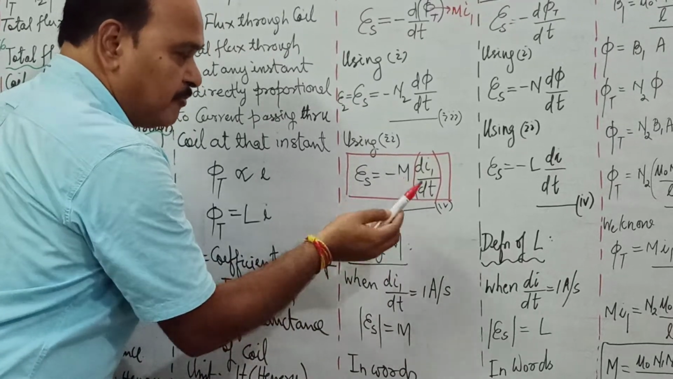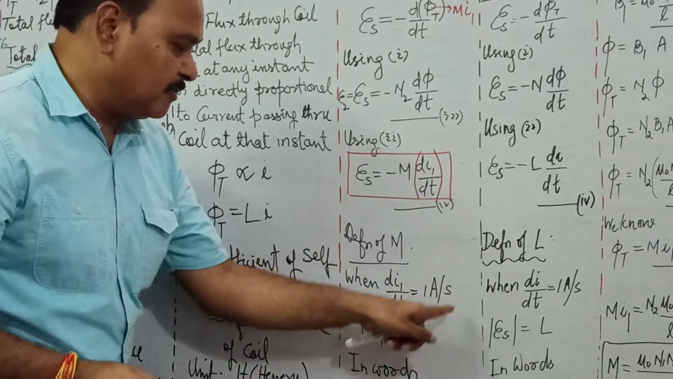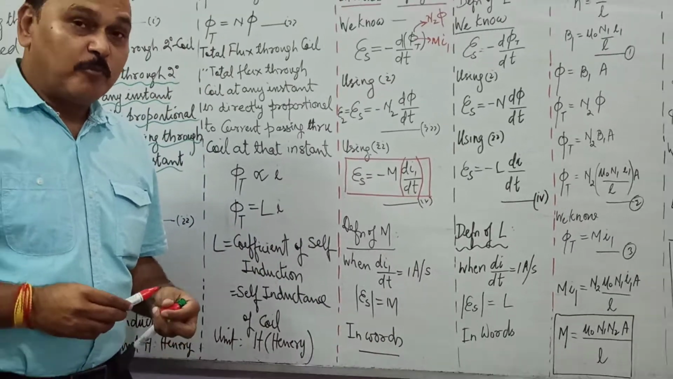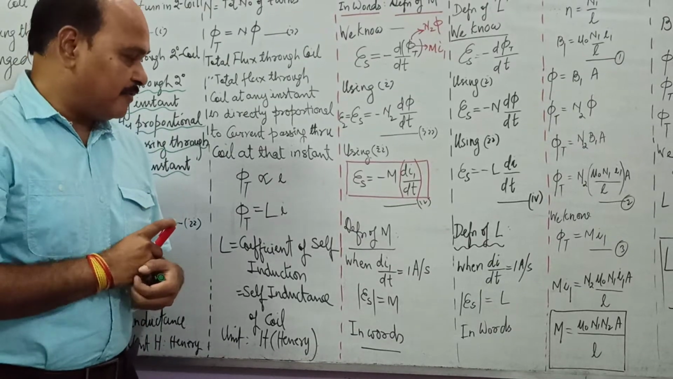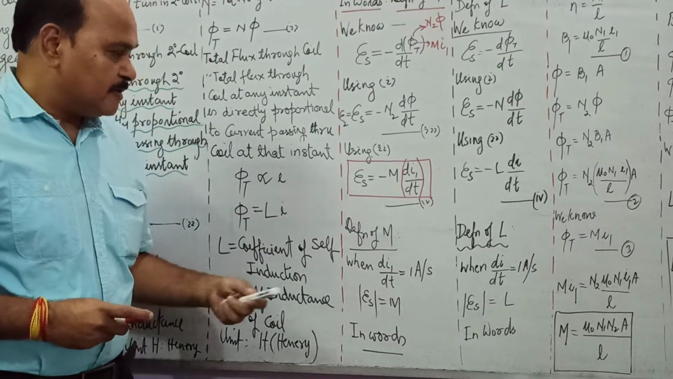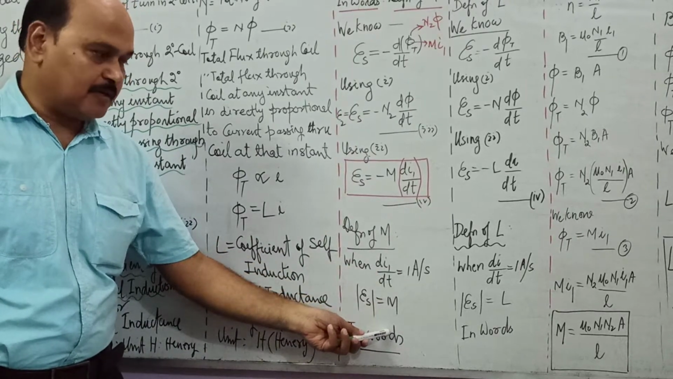This M becomes equal to ES in value. And if you are able to write this down in words, we have one more way to define M. One more way of defining M. So how do we write this in words? You can start from here or you can start from here.